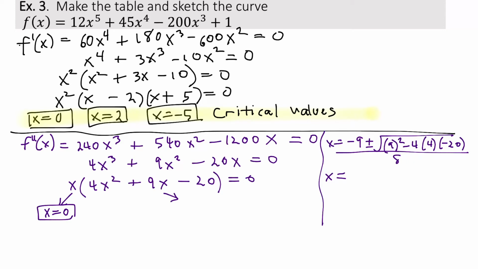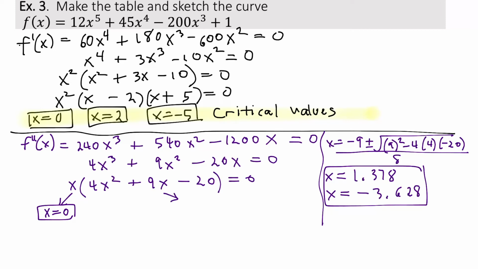So I'm going to get 1.378 and negative 3.628. All right, so I've got 2 more inflection points. So this is an inflection point. And these both here are inflection points.